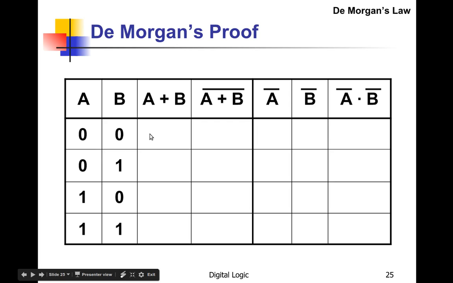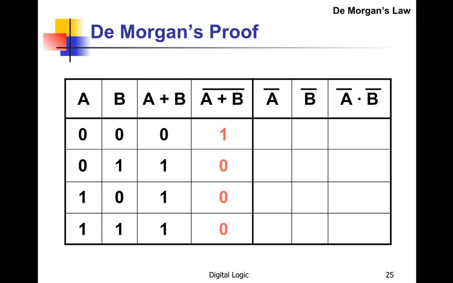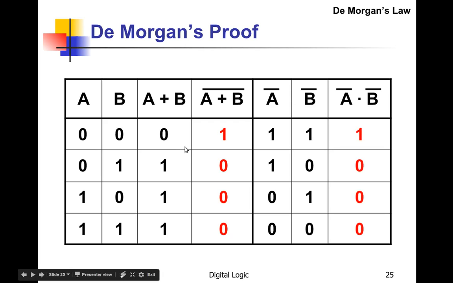So if we do A or B, what do we get? Well, here it is, A or B. Now if we invert that, that's A or B, not. Now let's try the other side of the equation and see if it's the same. So here's A not and there's B not. And now let's AND those two together. What do you know? It's exactly what we got when we did it with A or B not. So we just proved De Morgan's theorem, at least for the top one. As an exercise, you might want to try the other one.